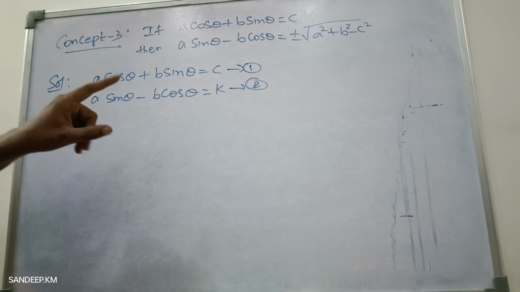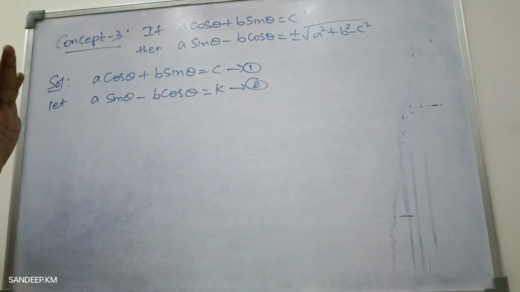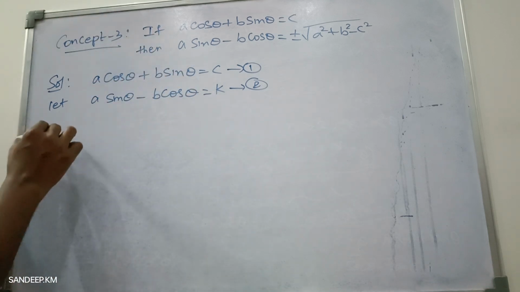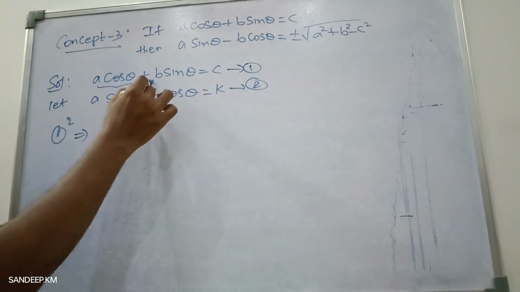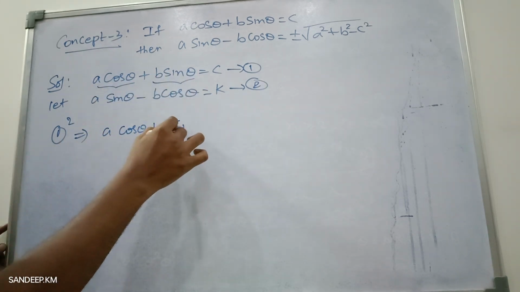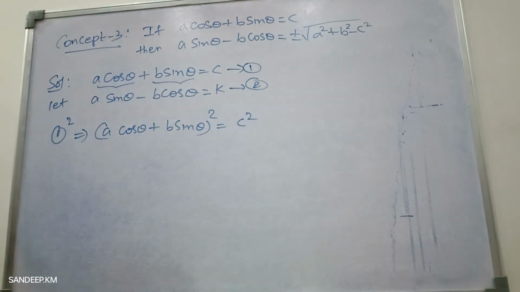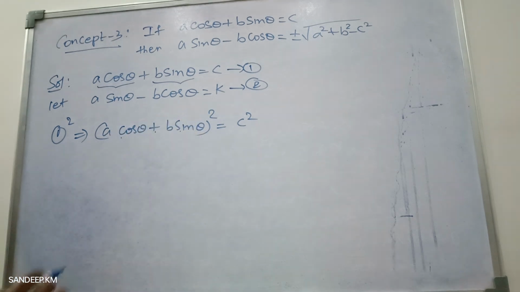To use that identity, here square should be there and here also square should be there. So for that reason, let me do squaring on both sides. So first equation, if I do squaring on both sides, here you can use a plus b whole square expansion. So what is it? (a cos theta plus b sin theta) whole square is equal to c square. So expand it, dear students, using a plus b whole square expansion.